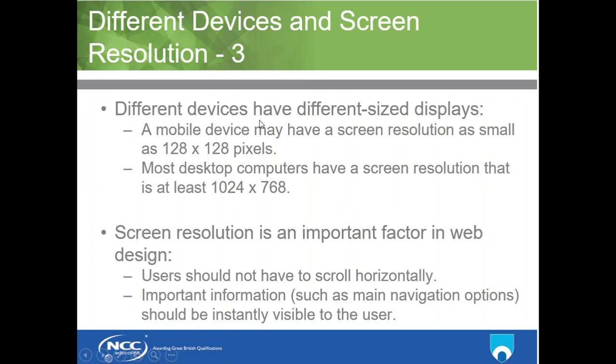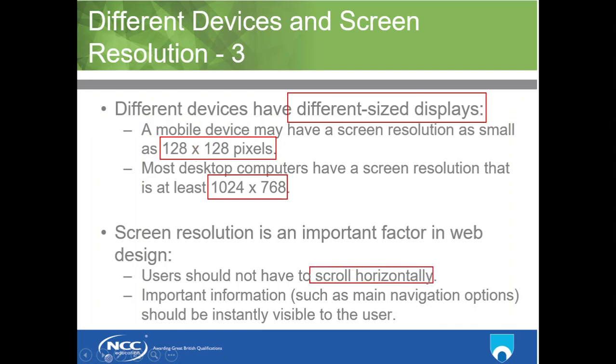So these devices have different sized displays. For example, mobile devices have 128 by 128 pixels, while most desktop computers and laptops come with a resolution of 1024 by 768. So you see, if you design for the desktop computer and that website is viewed on a mobile device, what is going to be the problem? Users are going to scroll horizontally in order to read other parts of your web page, because it is too huge for the screen.